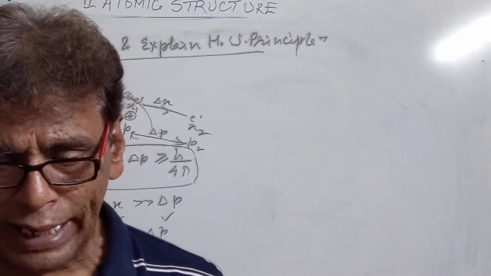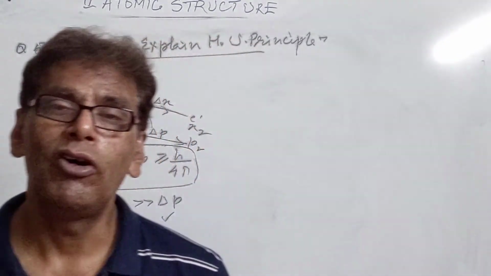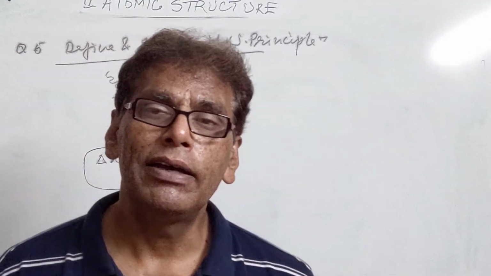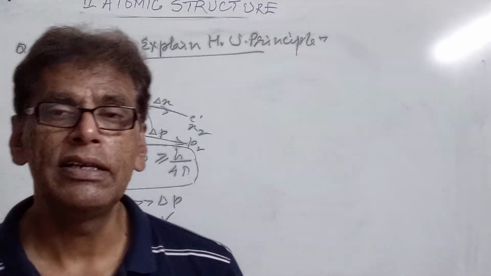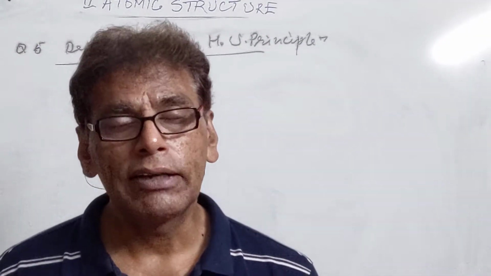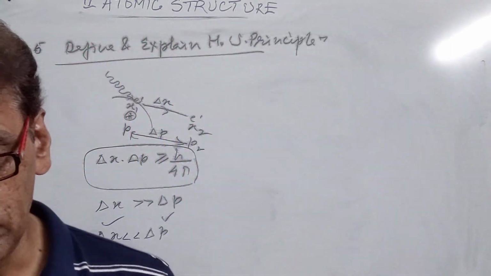Then how many electrons in the p subcell can have plus half quantum number? The p subcell can accommodate 6 electrons, out of which 3 will be in clockwise direction in 3 orbitals. So 3 electrons will have plus half spin, and the other 3 electrons will have minus half spin.